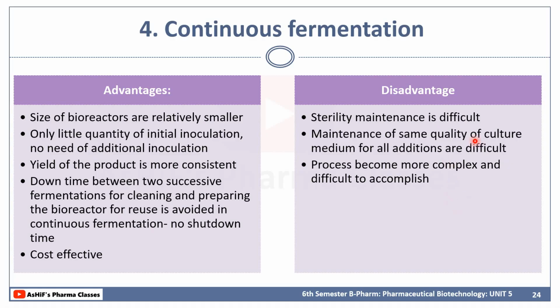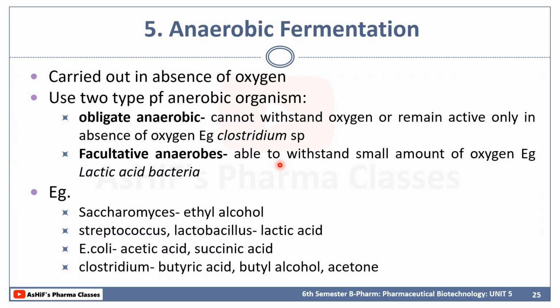The process becomes more complex and difficult to accomplish when compared with the batch fermentation process, because we have to consistently measure the different parameters used in the fermentation, with different concentrations of nutrient media. So these are the different types of fermentation process. Now, these are the classifications based on the addition of the nutrient media.